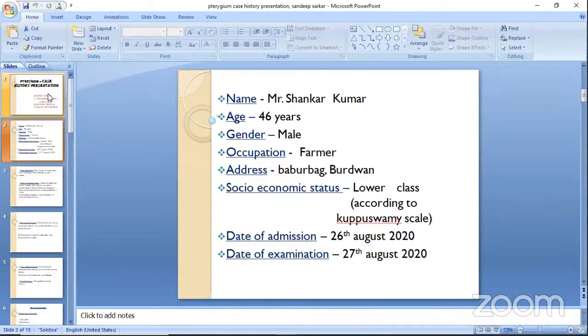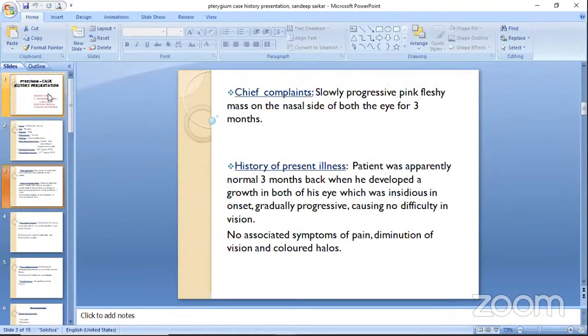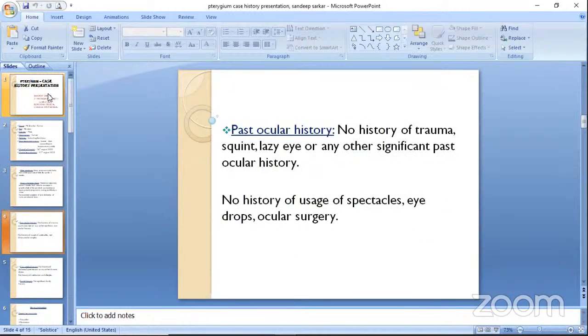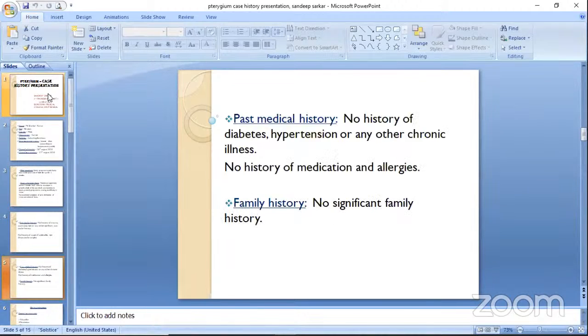Date of admission, 26th August 2020, and date of examination was 27th August 2020. Chief complaints: slowly progressive pink fleshy mass on the nasal side of both the eyes for 3 months. History of present illness: patient was apparently normal 3 months back when he developed a growth in both of his eyes, which was insidious in onset, gradually progressive, causing no difficulty in vision, no associated symptom of pain, diminution of vision, and colored halos. Past ocular history: no history of trauma, squint, lazy eyes, or any other significant past ocular history. No history of usage of spectacles, eye drops, or ocular surgery were observed.